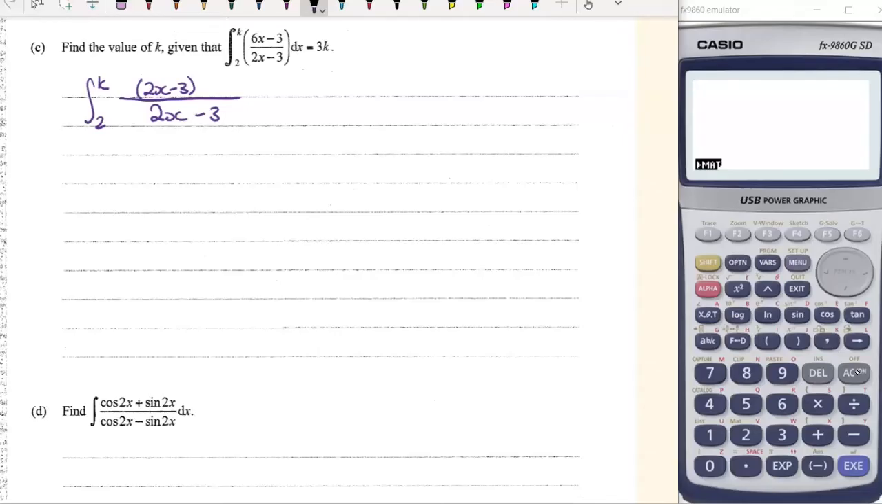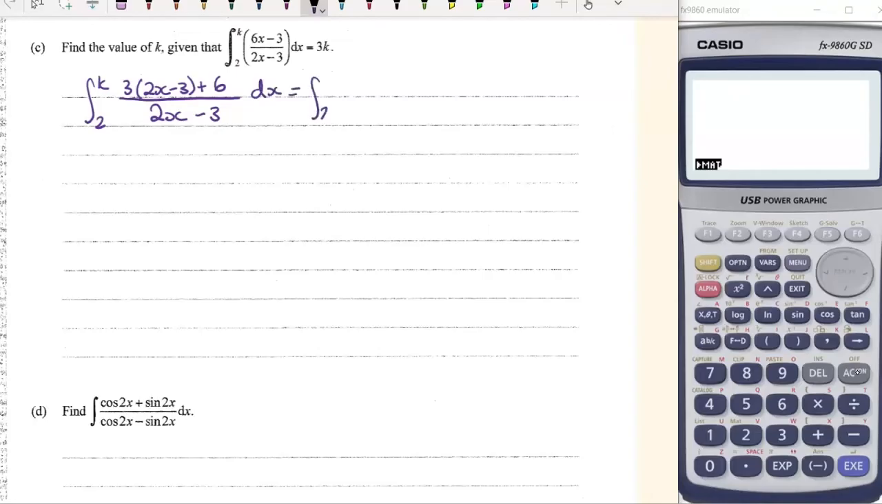To make the 6x from that, I would need a 3 at the front. Now, if I was to multiply that out, I would get 6x and I would get minus 9. I only wanted the 6x from that bit, so add the 9 back on to make it equivalent. Then pop the minus 3 back in. So this plus 9 take away 3 is going to end up being plus 6.